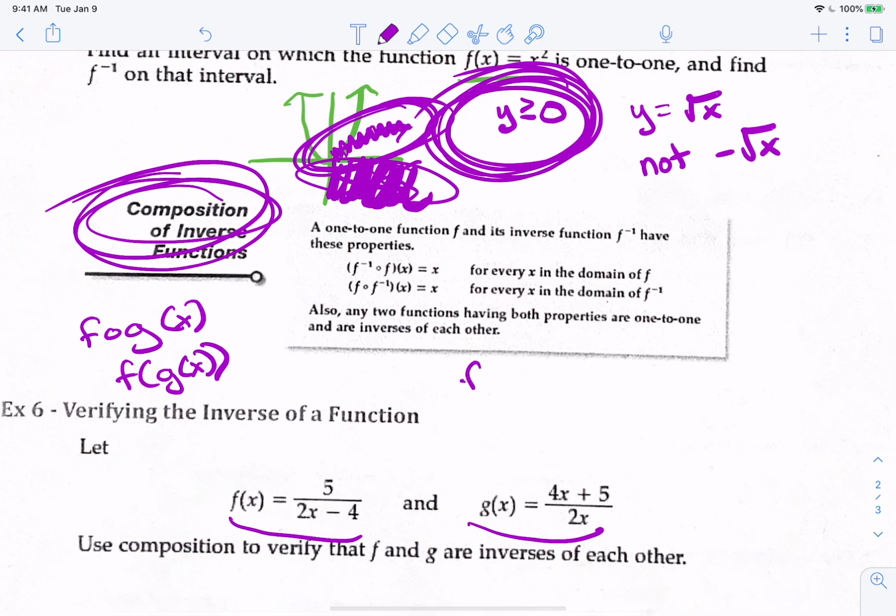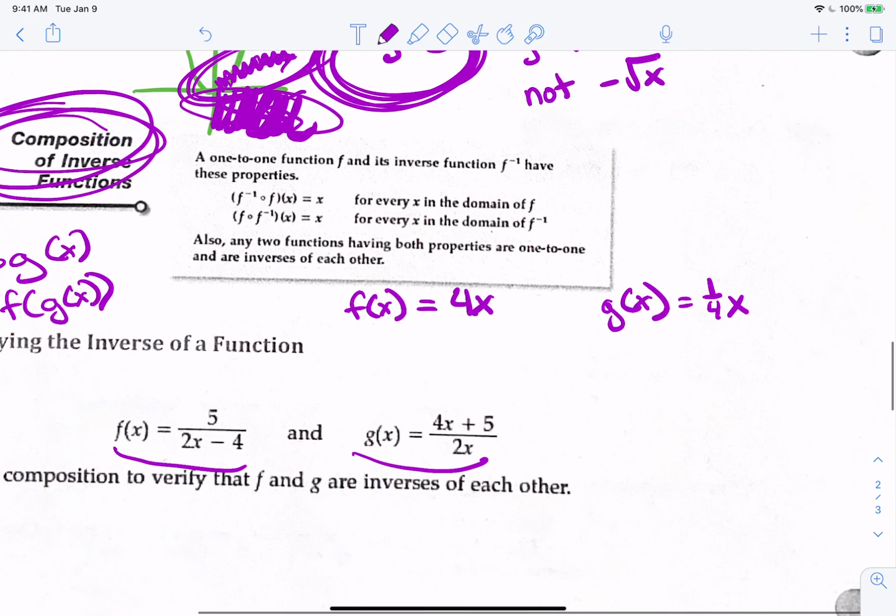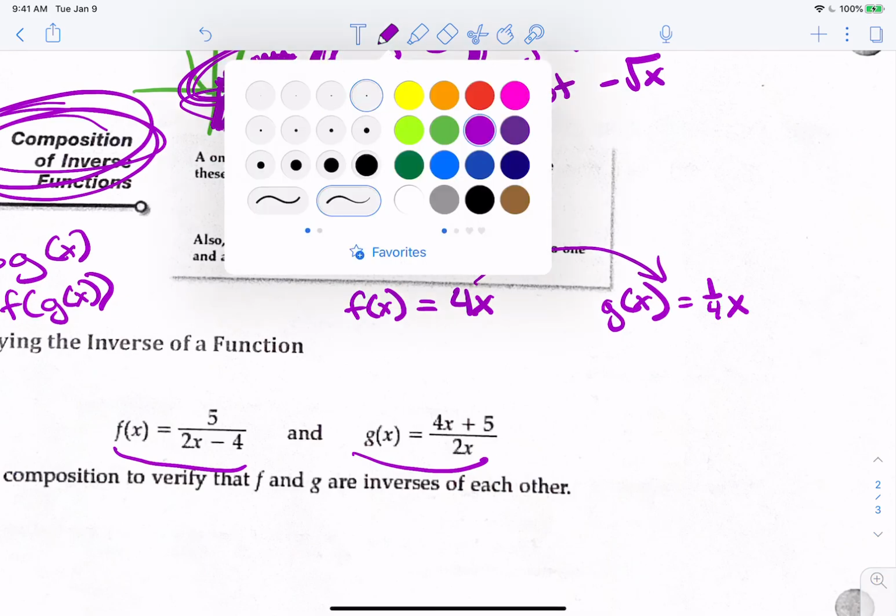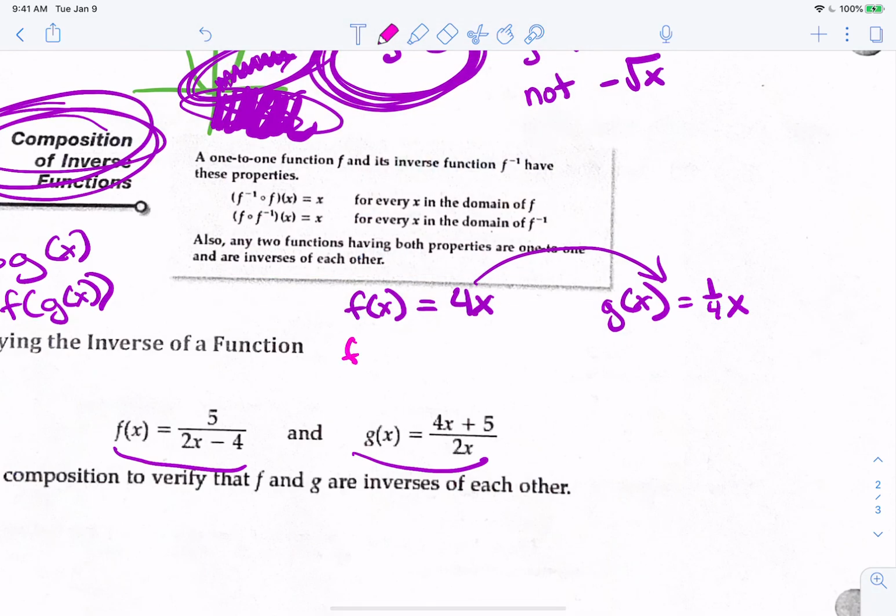Let's say I have f of x is 4x and g of x is 1/4 x. Suppose I want to see if those two things are inverses of each other. So what I could do is start with one of them, do the 4 steps, and see if it turns into the other one. Or I could do this: f composed of g of x, and then g composed of f of x. And that's what we're going to do here.